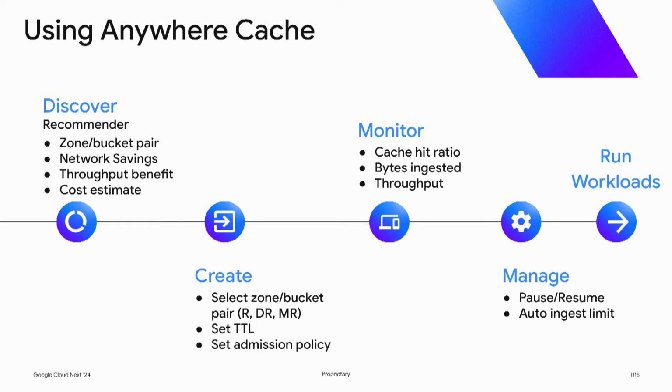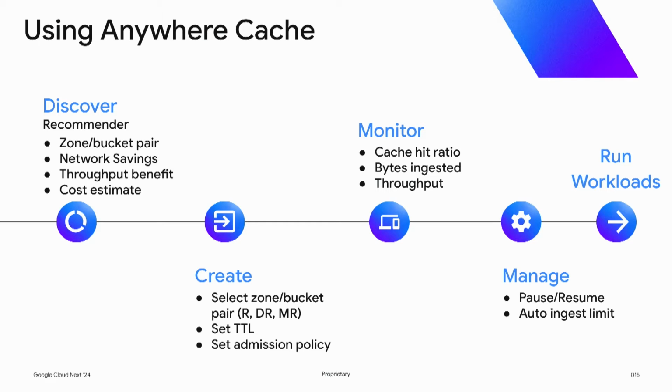So how do you go about using it? There's 4 steps to using an anywhere cache. First, you do discovery, then you do create, and you monitor and you manage. In discovery, we provide a recommender tool to help you understand where to run the caches and what settings to use. This recommender tool simulates caching on your bucket for your past 7 days.